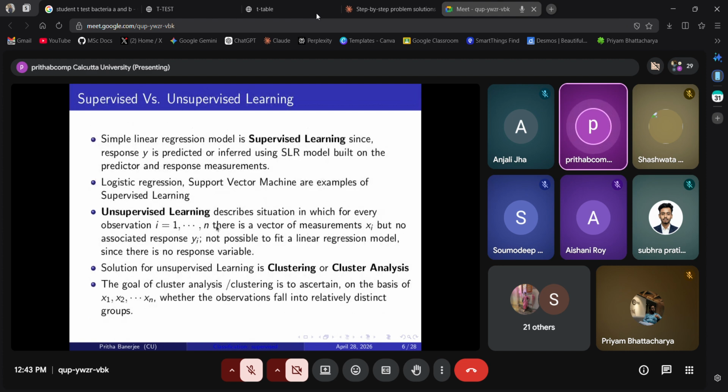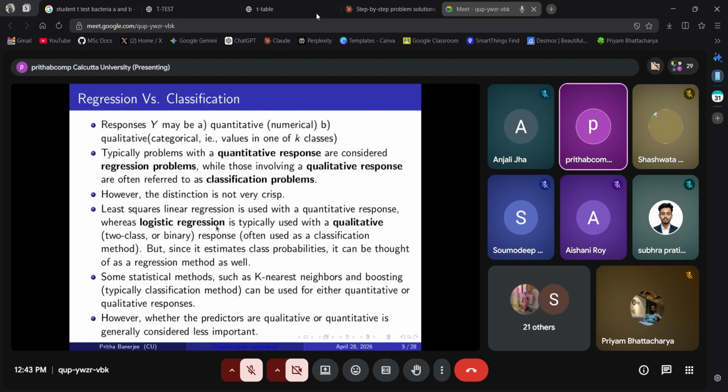So we will study logistic regression in the next class. This logistic regression is actually used with a qualitative response. So maybe two-class binary, or it can be used as multi-class also, but in a different fashion. But typically we will be talking about binary logistic regression, so it is often used as a classification method.